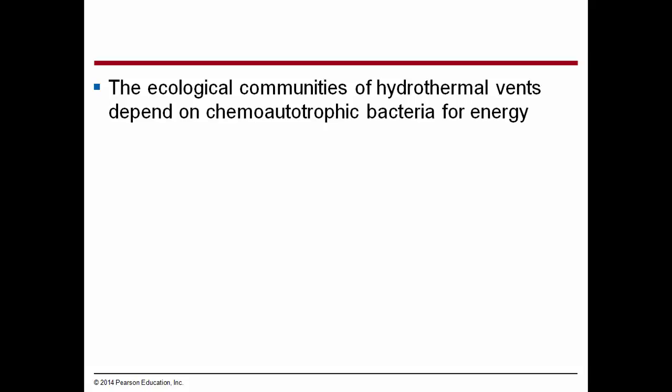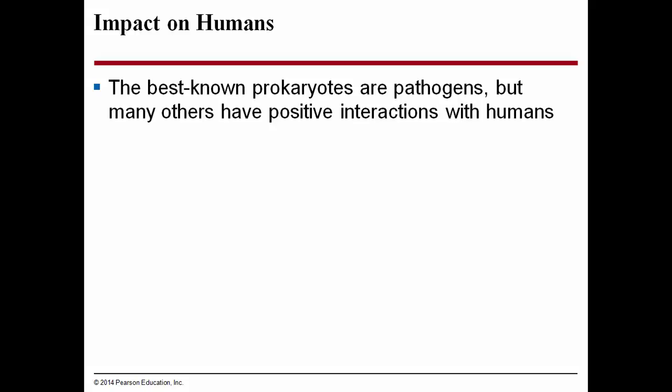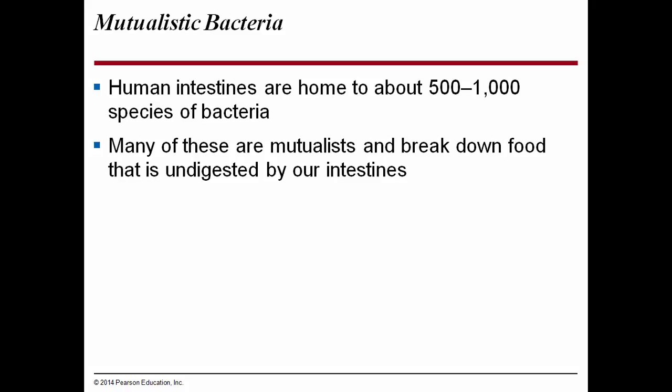The ecological communities of hydrothermal vents depend on chemoautotrophic bacteria for energy. The best known prokaryotes are pathogens, but many others have positive interactions with humans. Human intestines are home to about 500 to 1,000 species of bacteria. Many of these mutualists break down food that is undigested by our intestines. The most prolific bacteria in our intestines is Escherichia coli, or E. coli.